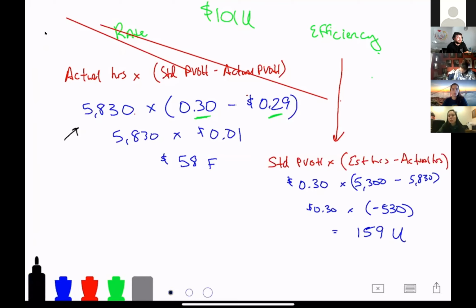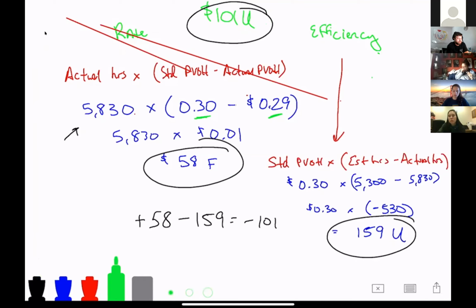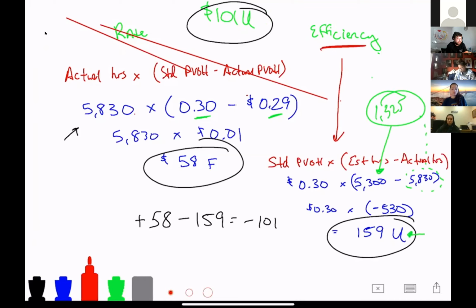So let me tell you why it's unfavorable. Number one, math, right? 58 plus 58 minus 159 equals a negative 101, which is unfavorable. But here's why it's unfavorable. You don't want to just say math if you're an accountant. We thought to make 1,325 bikes, we assumed that that would take us 5,300 hours. But it actually took us 5,830 hours. More hours than what we had anticipated. That's what makes this unfavorable, because we weren't as efficient, we were less efficient than we expected.